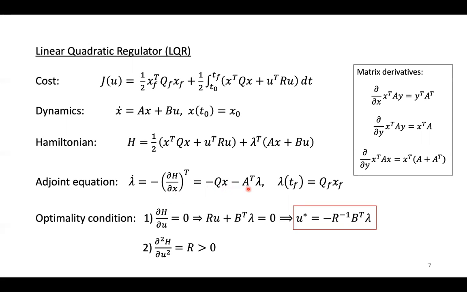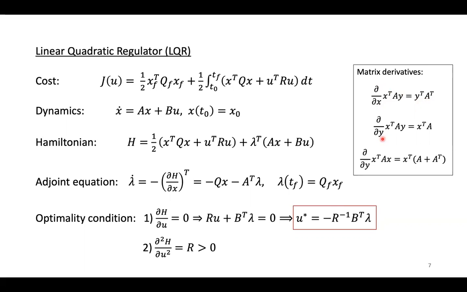In case you are slightly worried about how I got this, here is a quick cheat sheet for the matrix derivatives, which means if you have x transpose Ay, essentially it's a scalar. If you take the partial of this scalar with regards to vector x, then you have y transpose A transpose as the derivative.